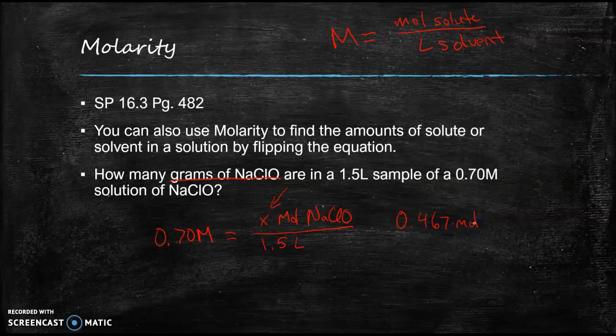mole, but we're looking for grams, not moles. So what we need to do next is convert from our moles to get grams. 0.467 mole of sodium hypochlorite. Remember, molar mass is the grams of the substance per 1 mole.